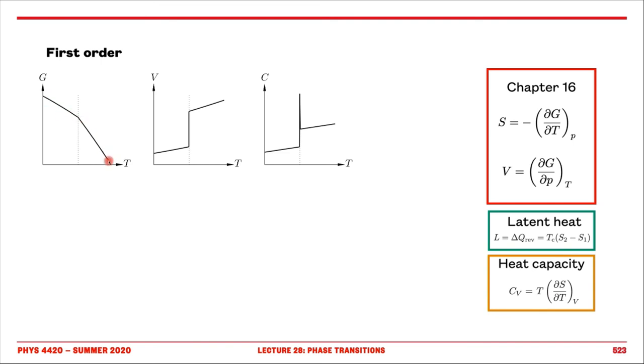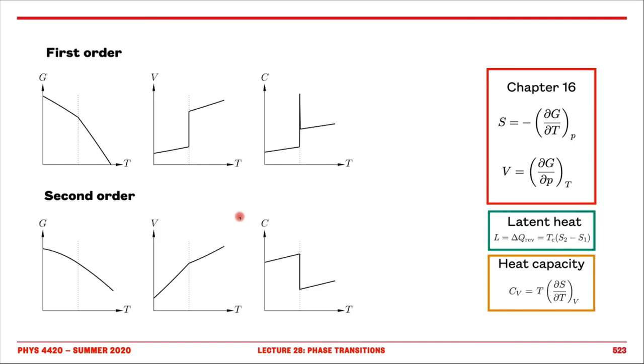This is just a change. Remember, we've seen this also for the chemical potential. The Gibbs function and the chemical potential are very much related, since the chemical potential is the Gibbs function per particle. The volume actually changes discontinuously. The entropy changes discontinuously, and the derivative of the entropy, which is proportional to the heat capacity, has a spike. So the spike is basically the derivative of a discontinuity.